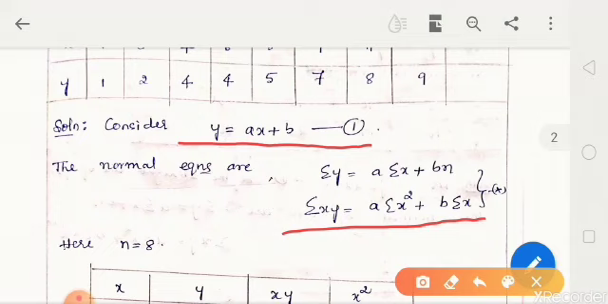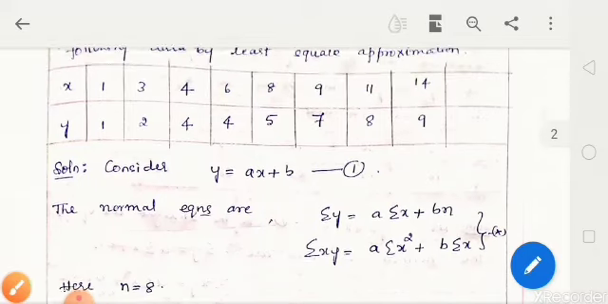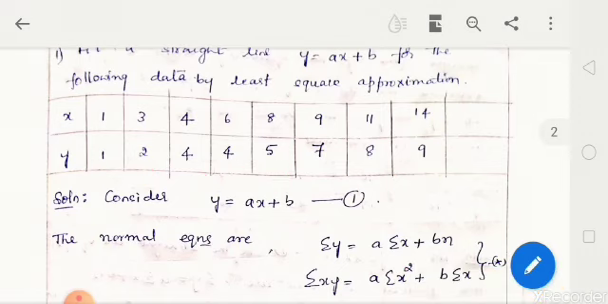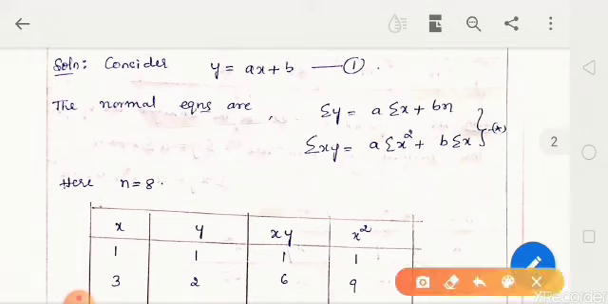So we have two equations as normal equations. You observe here n. N is number of values of x and y. 1, 2, 3, 4, 5, 6, 7, 8. So n value is equal to 8. Now we want the values for summation y, summation x, summation xy and summation x square.